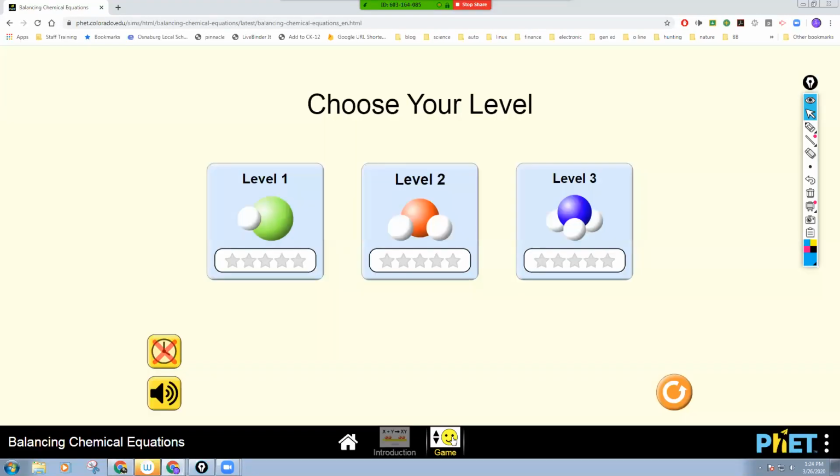The last part is going to be the game. It's going to give you a variety of games, just like you usually do. Level one, two, three. You try them as many times as you need to. Again, do a screenshot so I know that you completed them and what your score was. Again, that'll be on a doc. That'll be a separate assignment to see how you do with this.